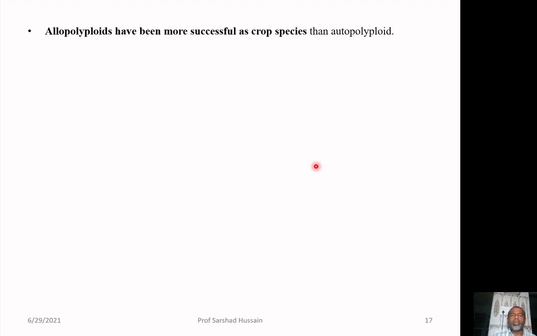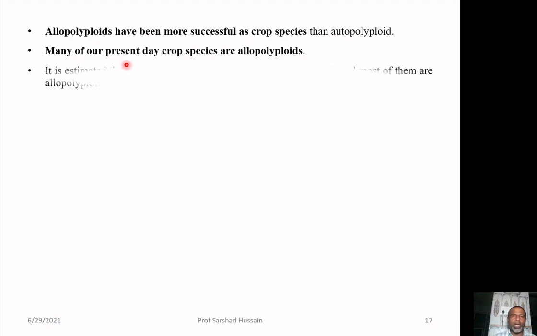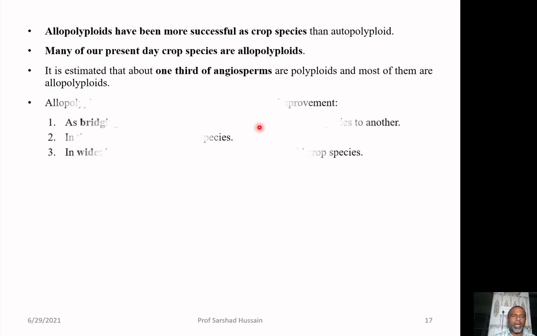Allopolyploids have been more successful as crop species as compared to the autopolyploids. Many of our present day crop species are basically allopolyploids, and it is estimated that one third of the angiosperms are basically allopolyploids.